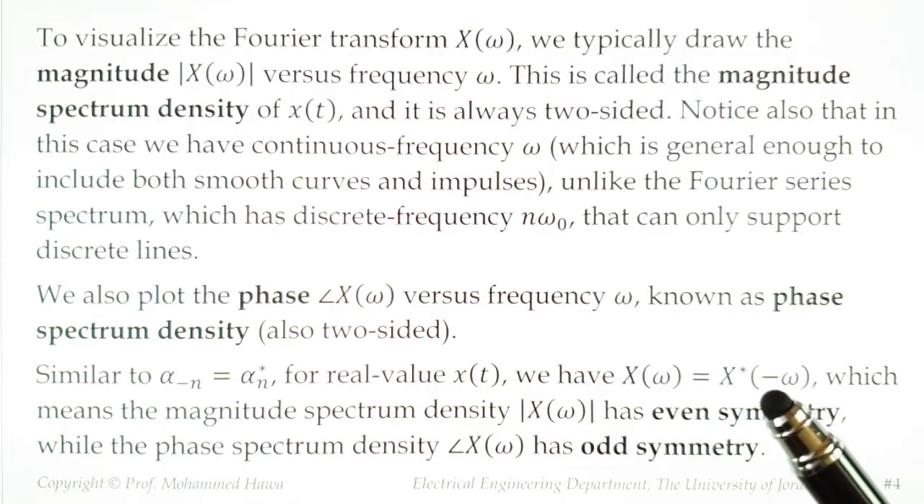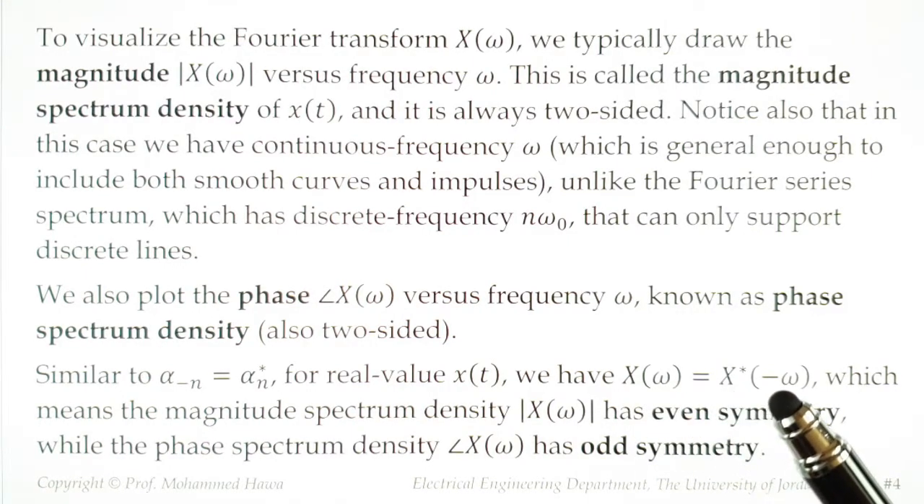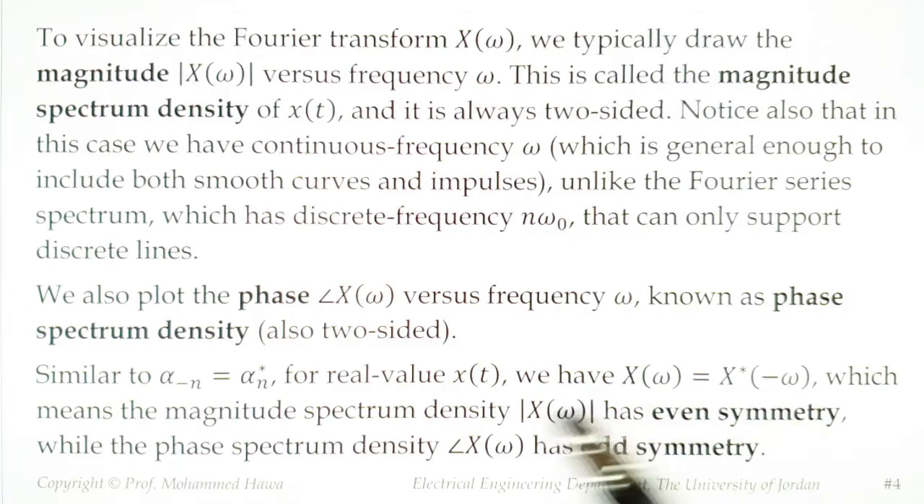This is, by the way, something called frequency inversion, which works in a similar way to time inversion, which you're familiar with. This equation, X of omega equal X conjugate of minus omega, tells us that for real valued signals, the magnitude spectrum density, absolute value of X of omega, has even symmetry, while the phase spectrum density, the angle of X of omega, has odd symmetry. Please remember those two facts when drawing the magnitude spectrum density and the phase spectrum density for Fourier transform.